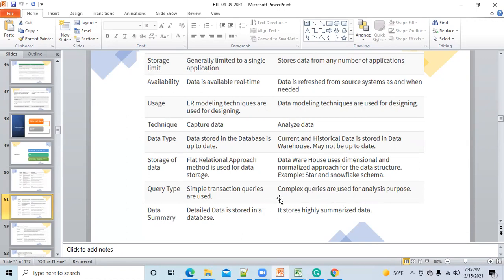Now tell me, data scientists, will they work on an OLTP system or an OLAP system? OLAP. Very good, perfect. They want to analyze the data, they want to do the analysis of the data. Perfect, very good.